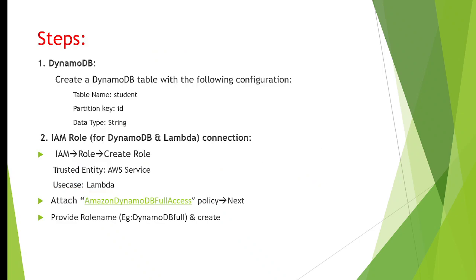So these are the steps we have to follow. First, I am going to create one DynamoDB table. The table name is student, the partition key is ID, and the data type is string. Second, I need to create an IAM role. This is very important because for service to service communication, we need to create the IAM role. Here I'm going to use the Amazon DynamoDB full access role.